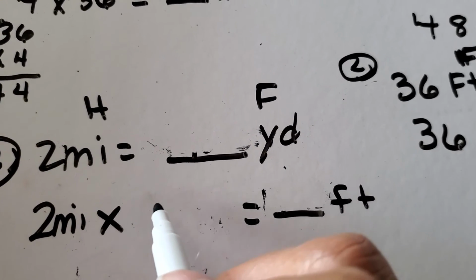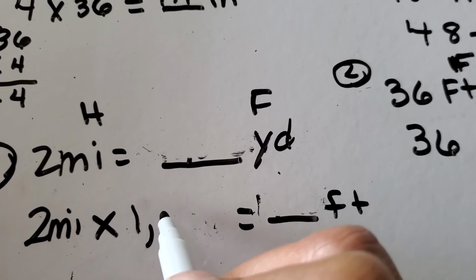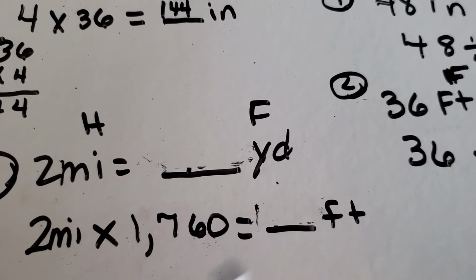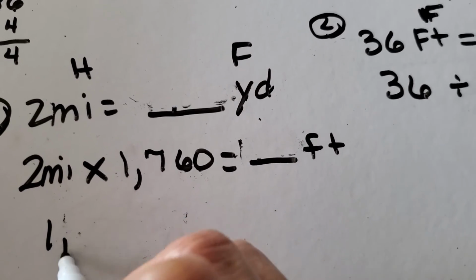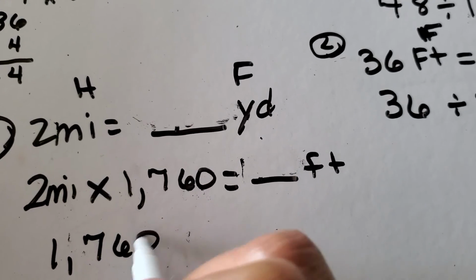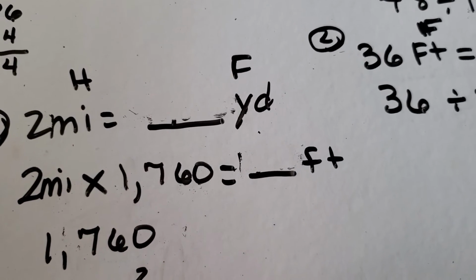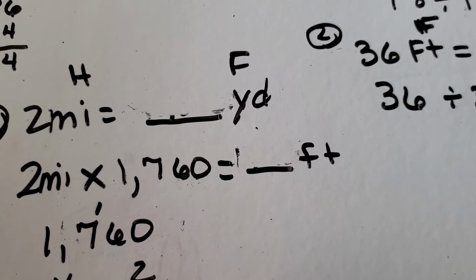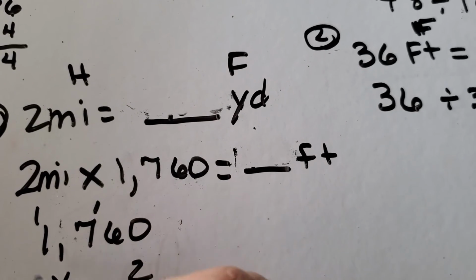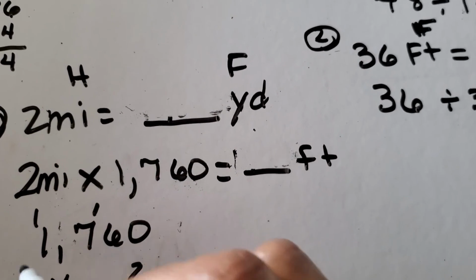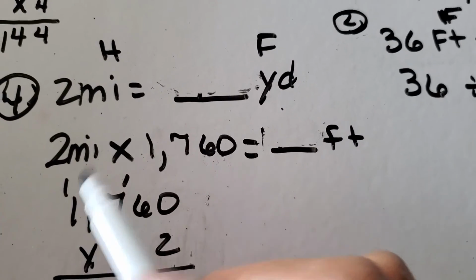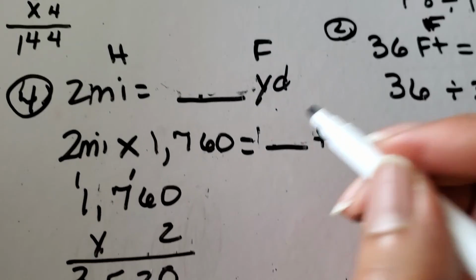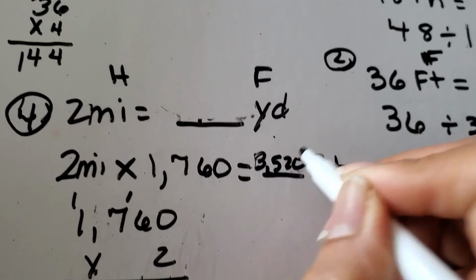So we already said it's going to be 1,760. 2 times 1,760. So of course I need to rewrite that. 1,760 times 2. 2 times 0 is 0. 2 times 6 is 12. 2 times 7 is 14. Plus 1 will give me 15. And then 2 times 1 is 2. Plus 1 will give me 3. So my answer is 3,520.